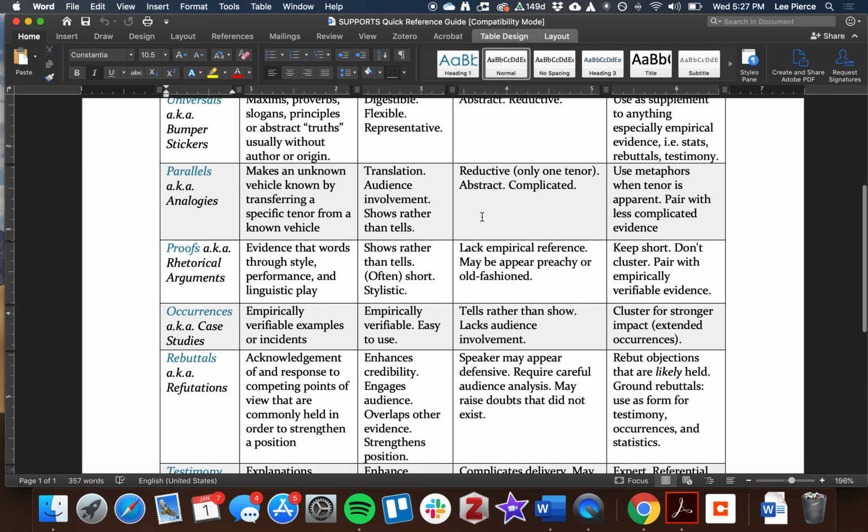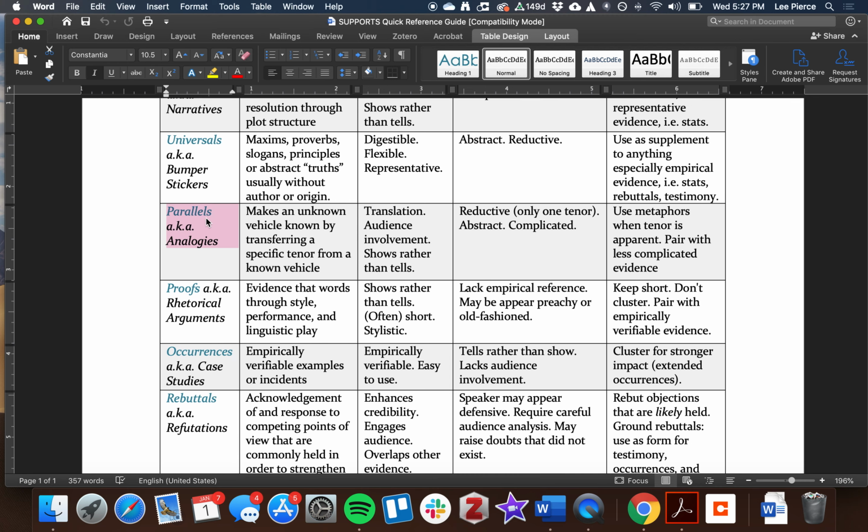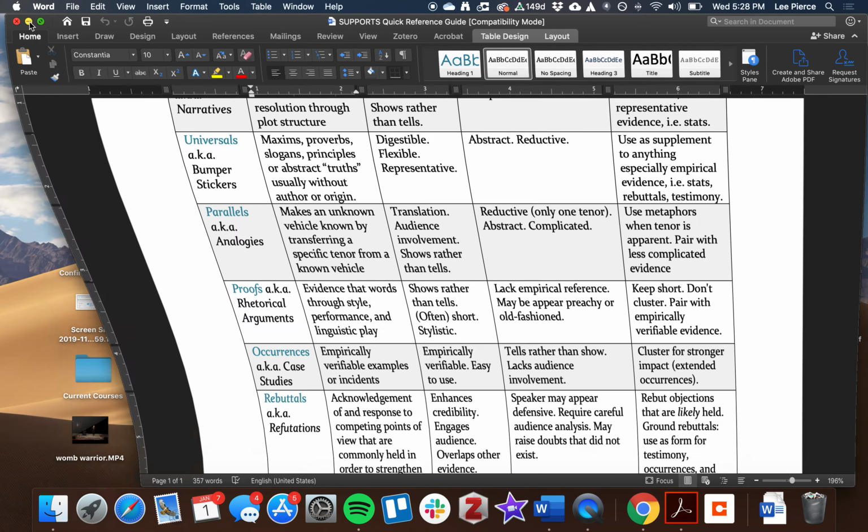Now you're required to pick an analogy, which I call, for the sake of fitting it in the supports acronym, I had to call it a parallel. So let's start there. So analogies make an unknown vehicle known by transferring from a known vehicle. So essentially an analogy compares 2 things. One thing is something the audience doesn't already understand, and the other thing is something that you're going to describe. And so in this case, you are the unknown vehicle. So you're going to compare yourself to something else, and you're going to describe that something else so that the audience gets you.